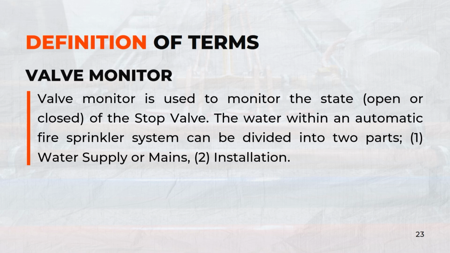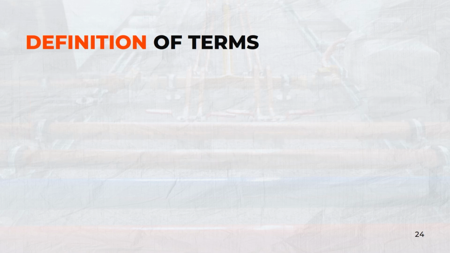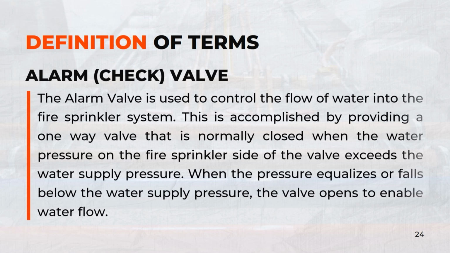The water within an automatic fire sprinkler system can be divided into two parts. First, water supply or mains. Second, installation. Alarm or check valve. The alarm valve is used to control the flow of water into the fire sprinkler system. This is accomplished by providing a one-way valve that is normally closed when the water pressure on the fire sprinkler side of the valve exceeds the water supply pressure. When the pressure equalizes or falls below the water supply pressure, the valve opens to enable water flow.